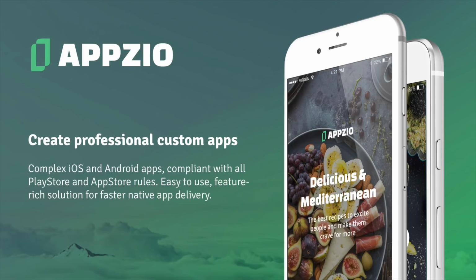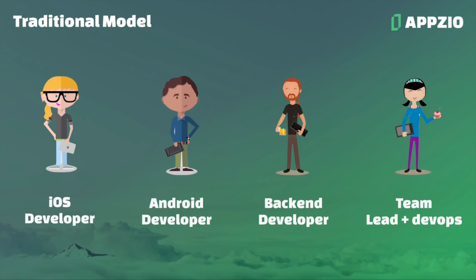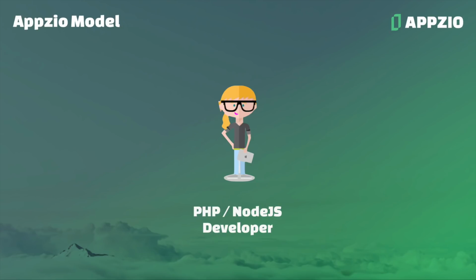I'll just tell you a few words about our technology before showing Appzio in action. We speed up the native application development radically, and I'll tell you how we do it. Normally, you would need a team of developers. Most importantly, you need both mobile and backend developers. With Appzio, a single backend developer can create the app from beginning to end, either with PHP or Node.js. And there are practically no limitations as to what you can do.